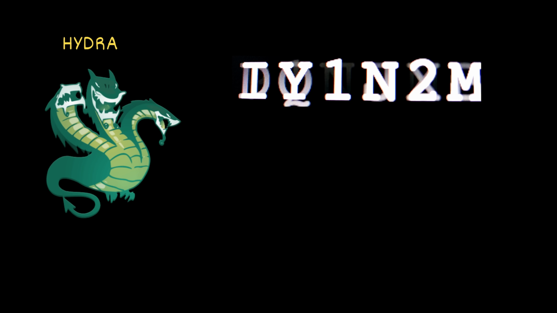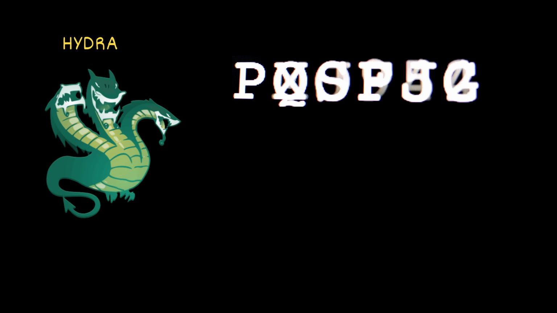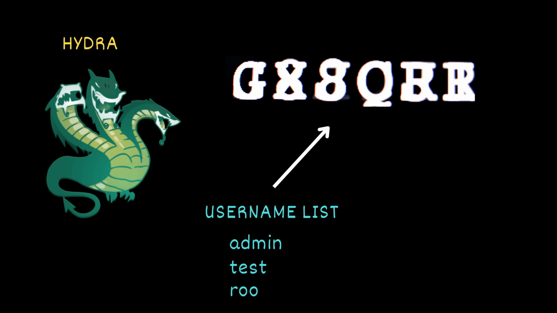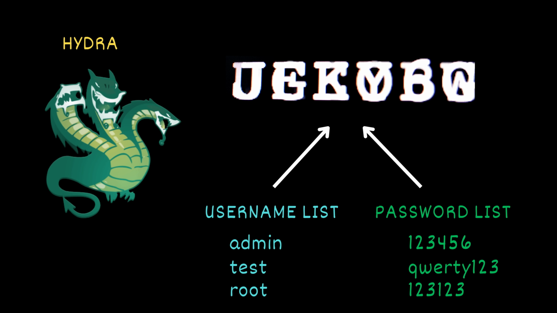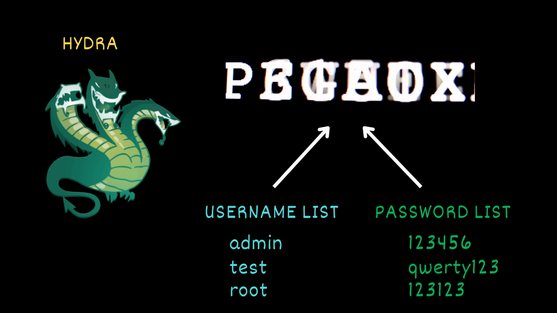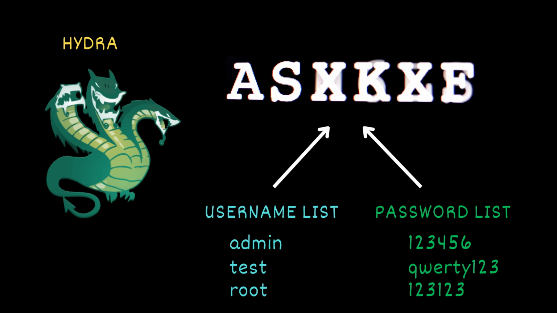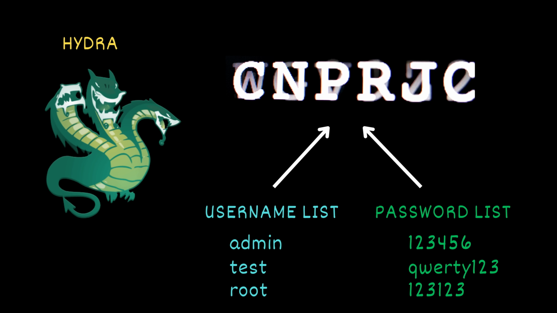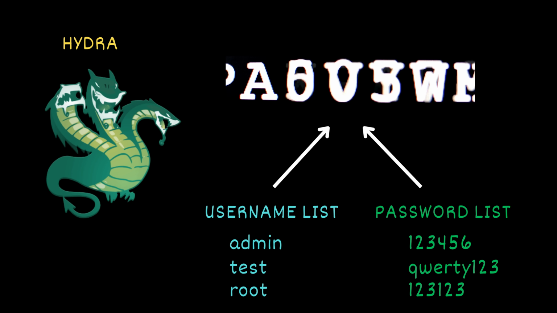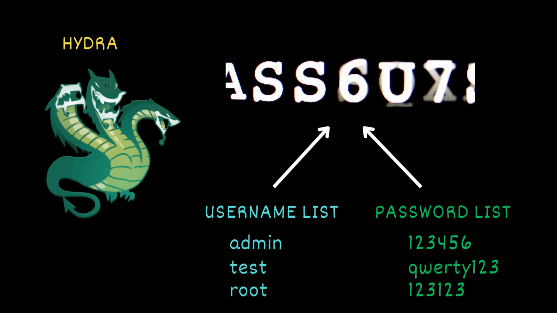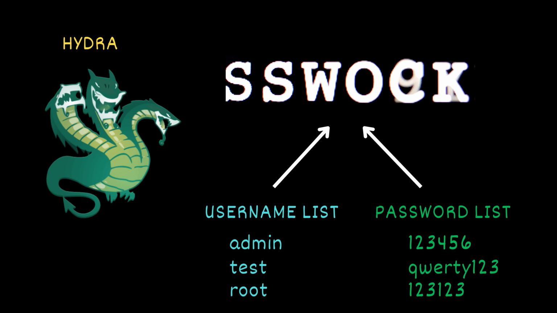So what exactly is Hydra? It is a powerful network login cracker, a tool that can automatically try millions of username and password combinations against a target service like Remote Desktop, SSH, FTP, and more. To do that, Hydra needs two things: a list of usernames to try, and a list of passwords to try. Hydra will take each username from the list and pair it with each password, one by one, and try to log in. If the target doesn't block or throttle those attempts, Hydra will eventually find the correct credentials if they're in the list. Think of it like trying every possible key on a keyring. Hydra just does it lightning fast over the network and completely unattended.